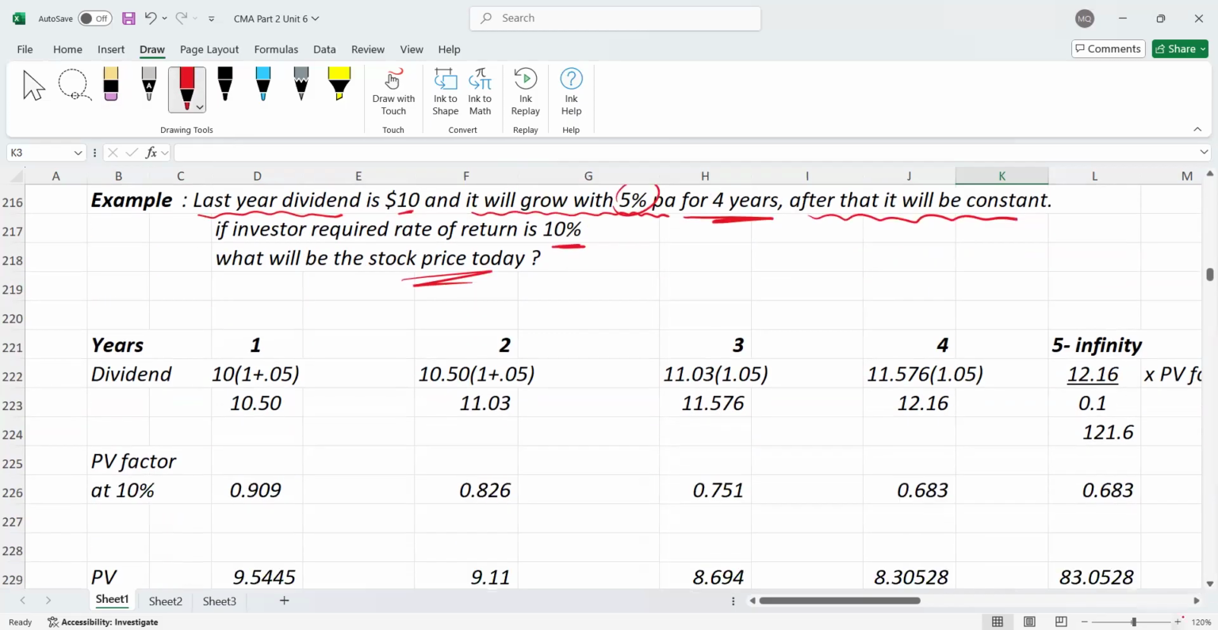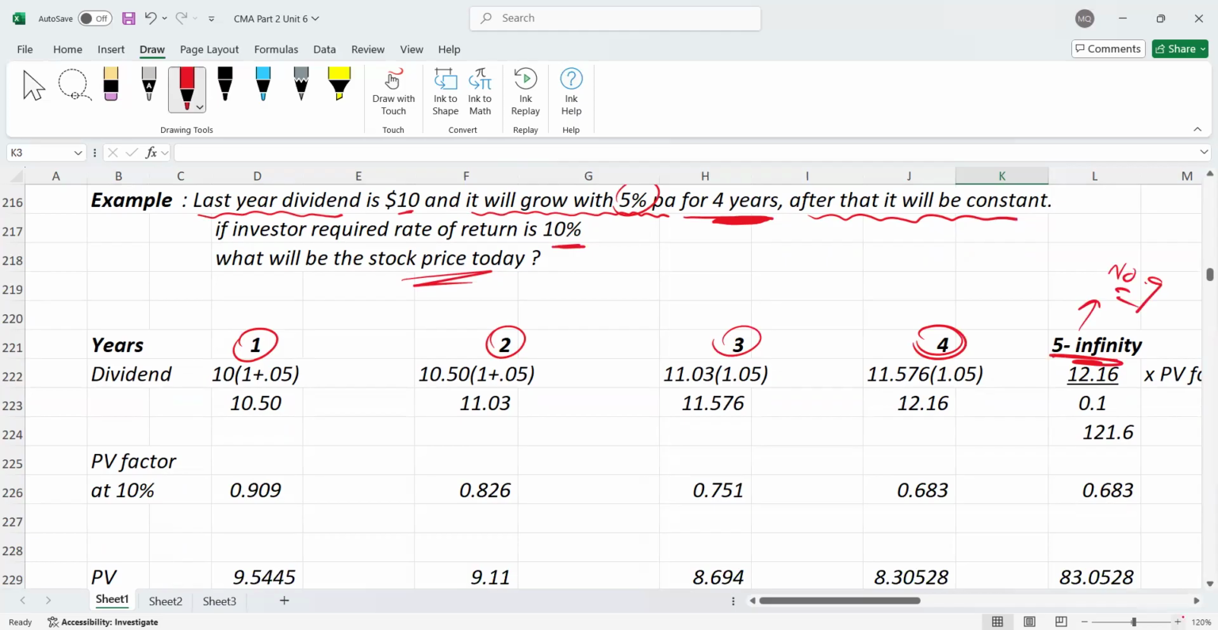So first you will write year 1, 2, 3, 4, because for 4 years there is a growth. And after year 4, meaning year 5 to infinity, there is no growth. So how will you work here? Please first just write the dividend.